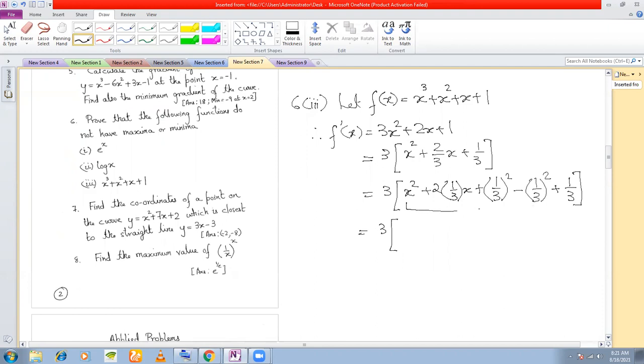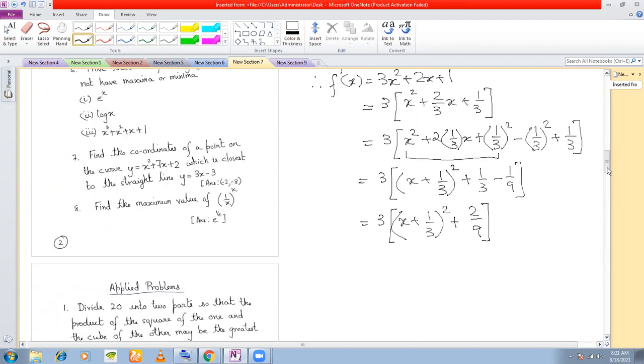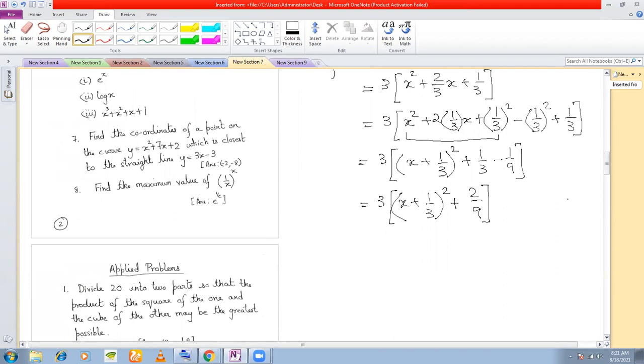So what does this part become? This part becomes x plus 1/3 whole square. And this becomes plus 1/3 minus 1 by 9. So thrice x plus 1/3 square plus, now 1/3 minus 1 by 9 is 2 by 9. Okay. And if you see, x plus 1/3 square is always positive, and you have a positive number added to a positive number. So this is always positive for every real value of x.